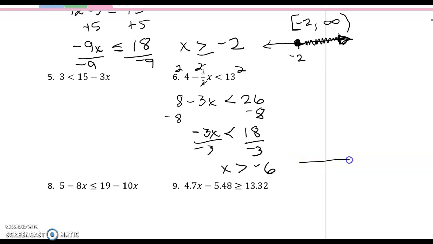Graph it on a number line. Let's find negative 6. Open circle this time. X is greater than. So again, we're going to shade to the right. Interval notation. Starting off on the left with a parentheses because we have an open circle next to the negative 6. Comma. Going to the right forever. That's positive infinity, again with a parentheses next to infinity.